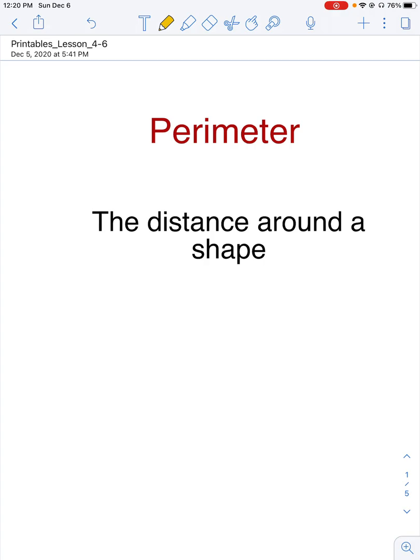Okay, if you look at the word perimeter, you notice that you can see the word rim inside the word perimeter. And if you know what the word rim means, it's just the outside edges of something. So if I say, what's the rim of this square? Well, it would just be the outside sides, the sides of the shape.